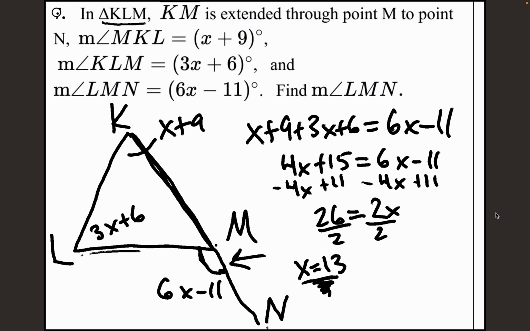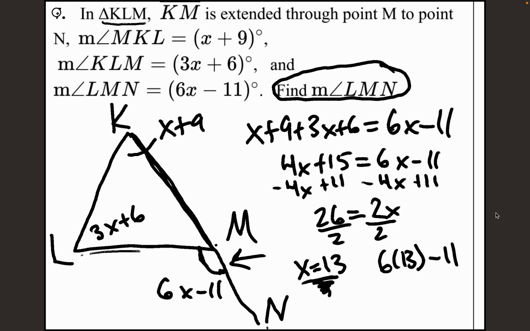All right, is that my answer? No. Why is it not my answer? We have to find LMN. So which one am I plugging it into? The 6x minus 11. So I'm going to do 6 times 13 minus 11. What's 6 times 13? That's why you have a calculator. 78. Minus 11. What's 78 minus 11?